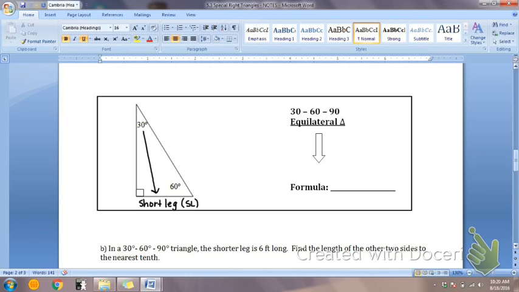So what might we call across from the 60? Long leg, exactly. Across from 60 is what we call the long leg. We're going to use LL. Make sure you're using capital L's so that it doesn't look like the number 11. And then, of course, across from the right angle is which side? Good, the hypotenuse.